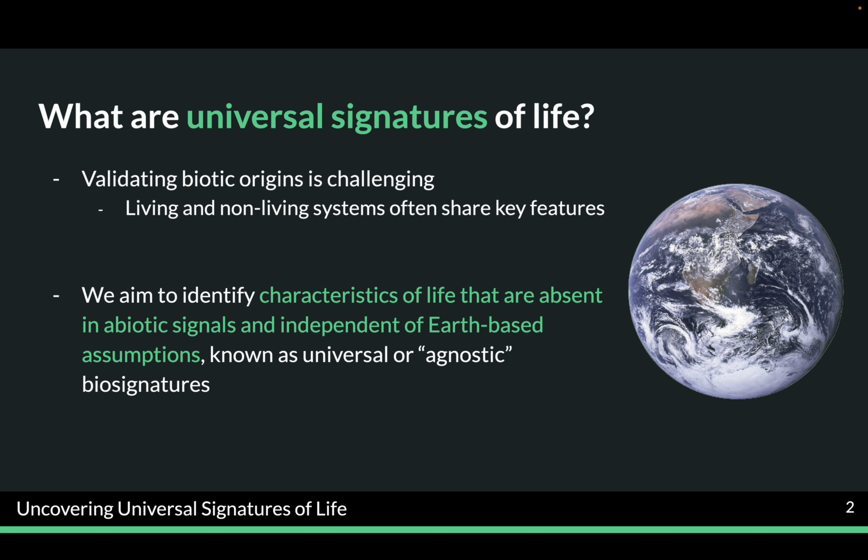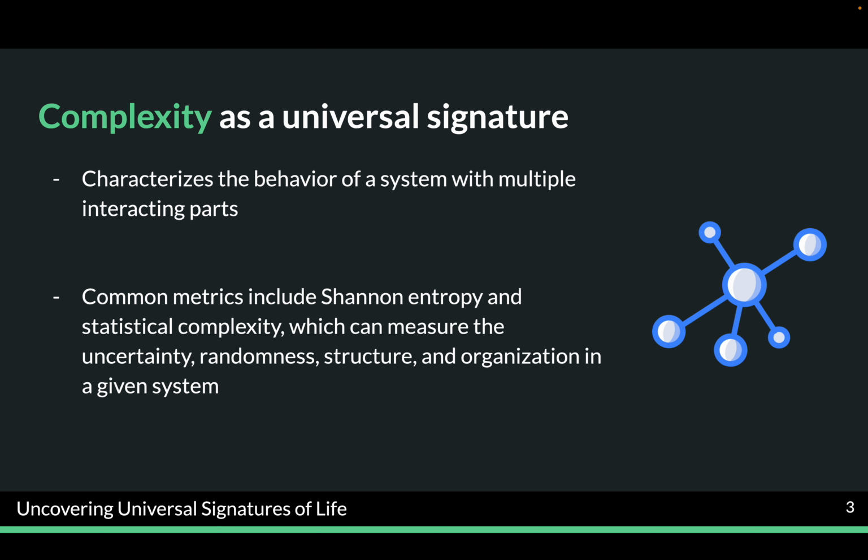The search for universal signatures of life, sometimes referred to as agnostic biosignatures, aims to resolve that issue. These signatures need to be characteristic to all forms of life, not present in abiotic signals, and not reliant on Earth-based assumptions. Identifying even one universal signature would be a great opportunity to focus the community's search for life in a way that our current broad base of biosignatures doesn't allow for.